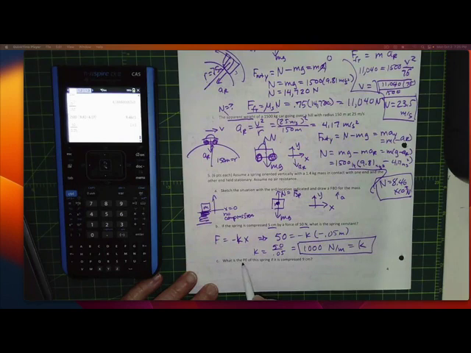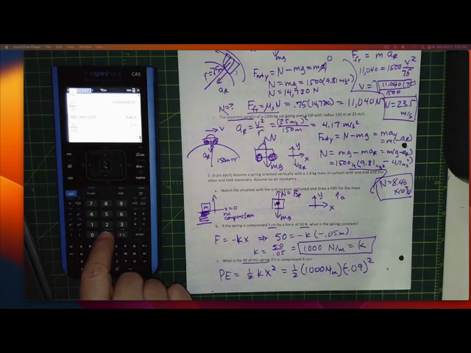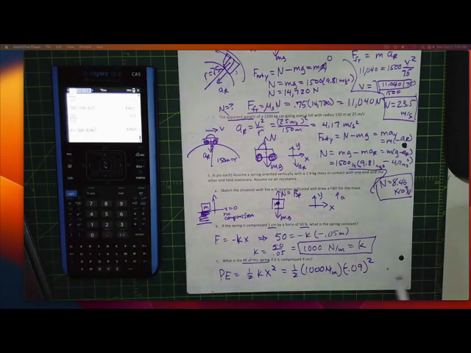What is the potential energy of this spring if it is compressed 9 centimeters? Remember, the PE formula is 1/2 kx squared. Now that we've got k, we can do this. k is 1,000. It's compressed 9 centimeters, so x is actually negative 0.09, squared. It doesn't really matter for this equation since we're squaring it, but we can put in the negative. So let's multiply that out: 0.5 times 1,000 times 0.09 squared. And so I get the potential energy, 4.05 joules.